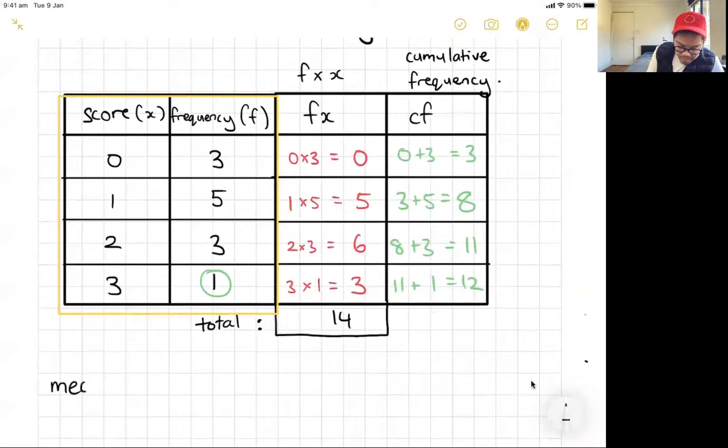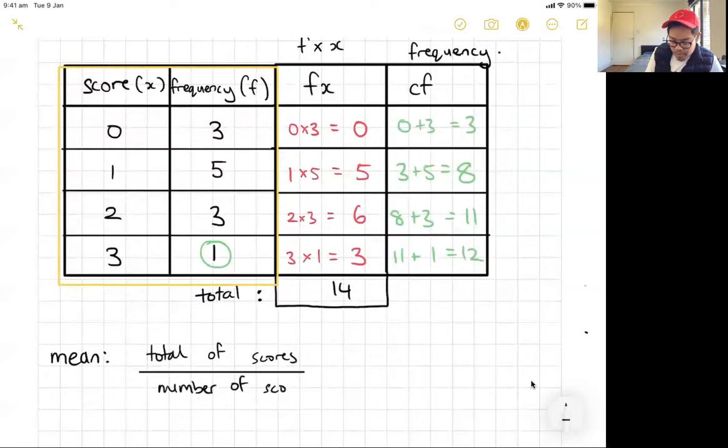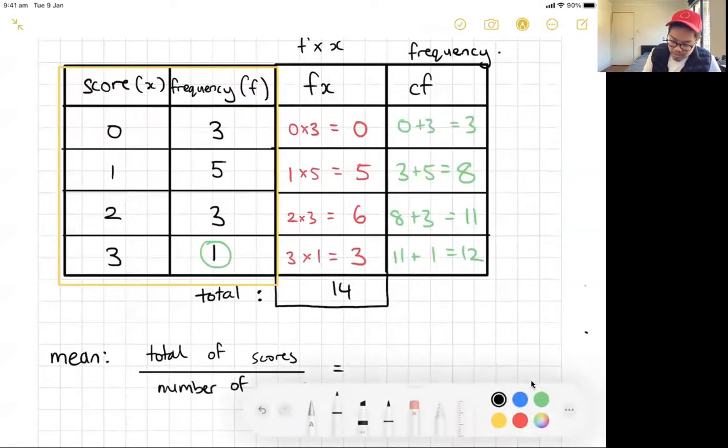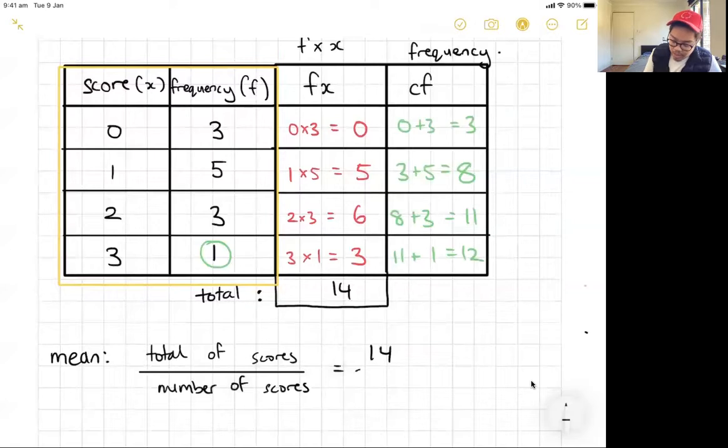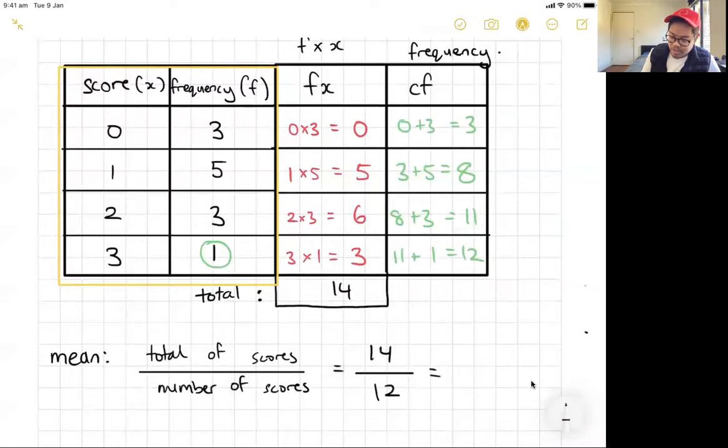Let's do mean. So mean was, remember, the total of the scores divided by the number of scores. Now, because we've done this table, the total of the scores added together is 14, because we found out all those totals. And how many scores were there? Well, we can look here. There were 12 scores in total. So it'll be 14 over 12, and I can simplify this to 7 over 6. So that there would be my mean or my average.